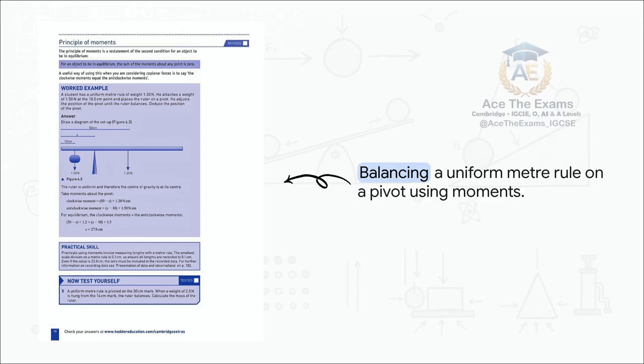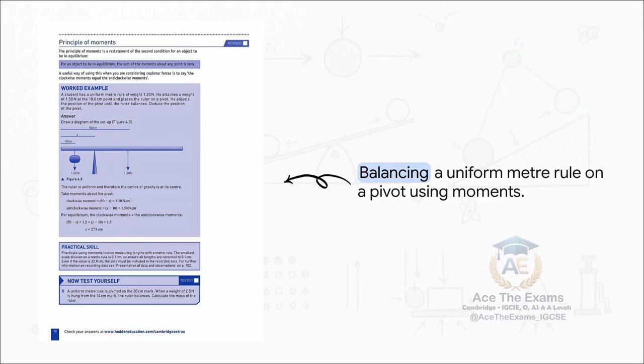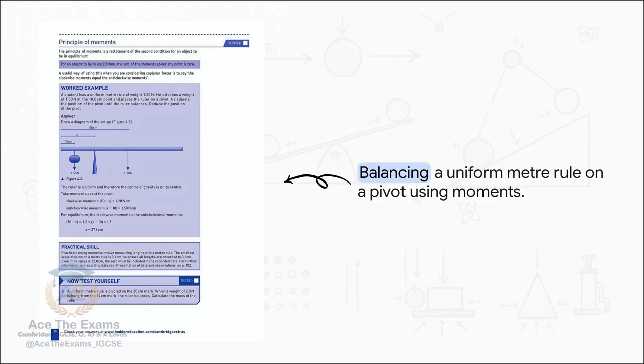The ruler itself has a weight of 1.20 newtons. The absolute key word here is uniform. Because it's a uniform object, you immediately know its center of gravity acts exactly through its midpoint, the 50 centimeter mark. Now, a weight of 1.50 newtons is hung at the 10 centimeter mark. We need to find the specific pivot position labeled x to achieve equilibrium.